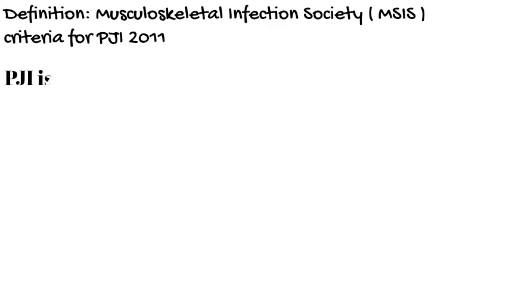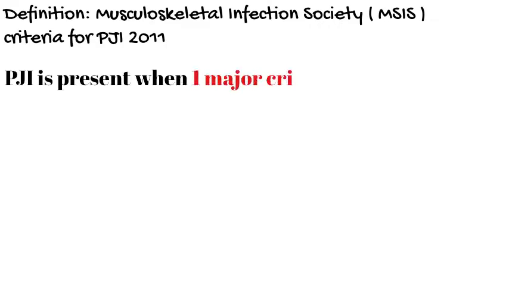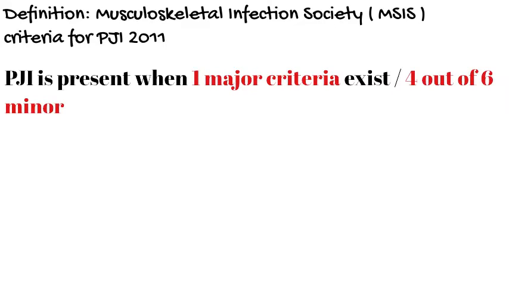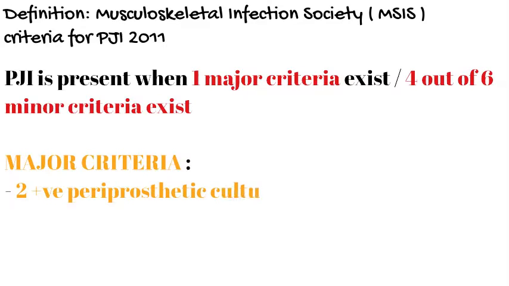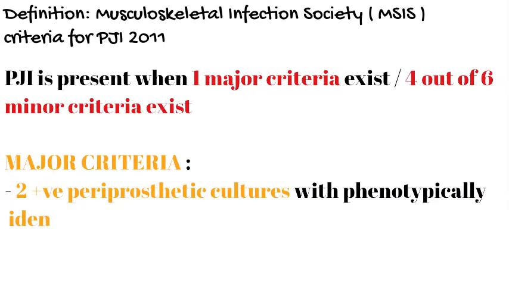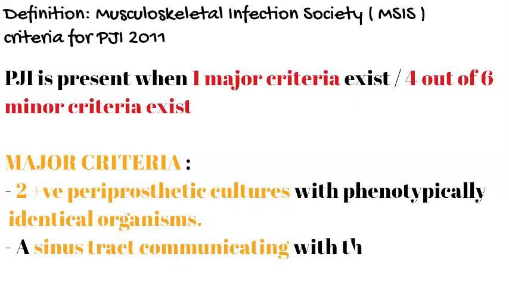The definition is based on the Musculoskeletal Infection Society MSIS criteria for prosthetic joint infection 2011. Prosthetic joint infection is present when one major criterion exists or 4 out of 6 minor criteria exist. The major criteria include two positive periprosthetic cultures with phenotypically identical organisms, or the presence of a sinus tract communicating with the joint.